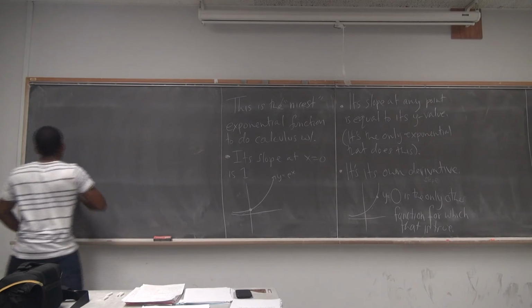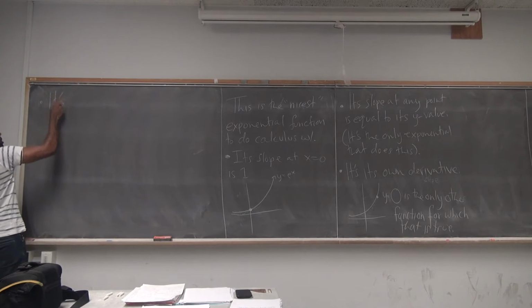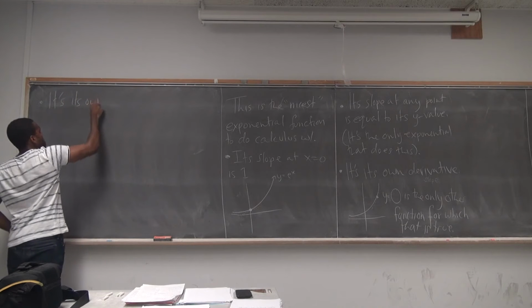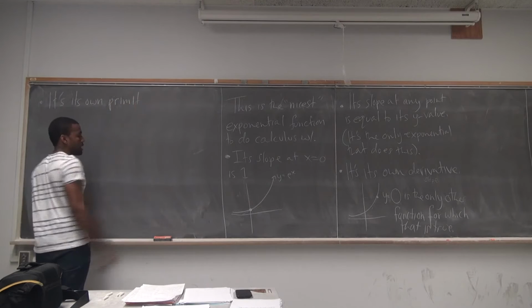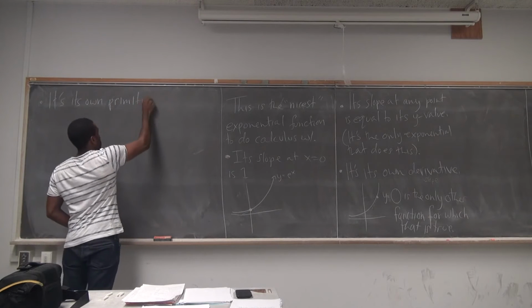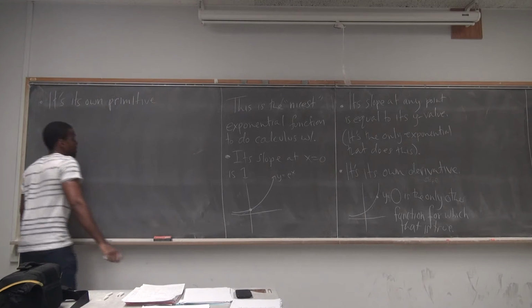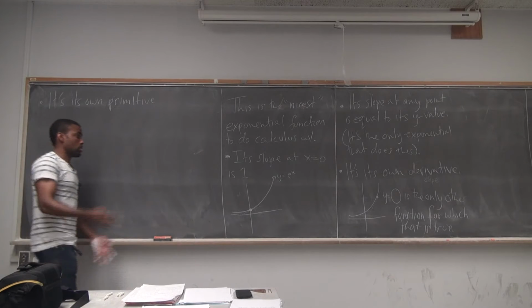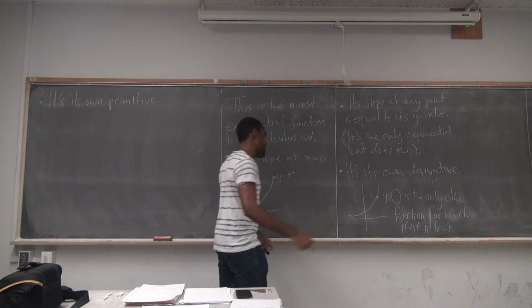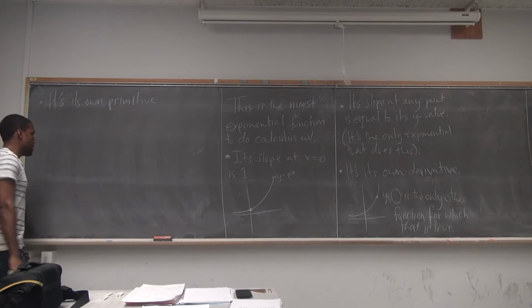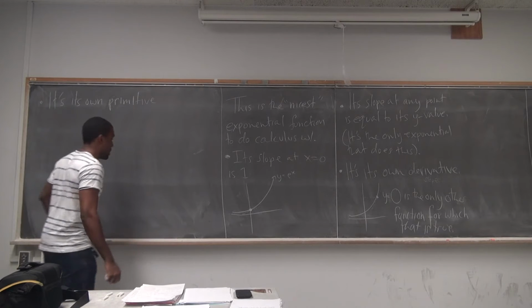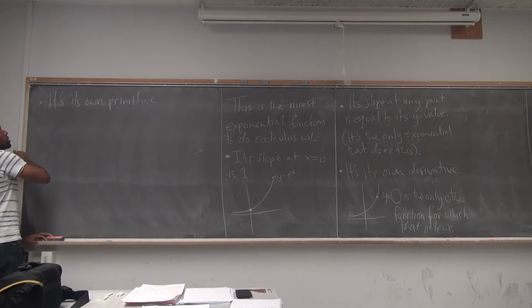So it's a very nice function. It's its own primitive as well. That's when we get to antiderivatives. That's way at the last chapter of the book, so we're not going to talk about that for a while. But that's another thing, right? So if I take a derivative, it's going to be the same. If I take an antiderivative or an integral, it's going to give me the same function plus a constant, and not a lot of functions do that. So there are a lot of nice things about e.